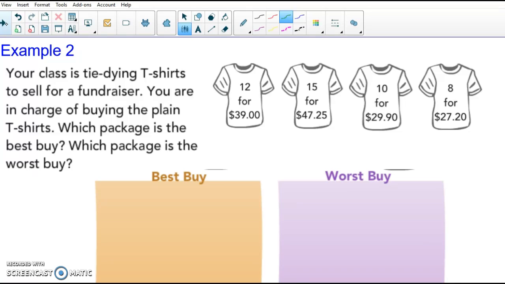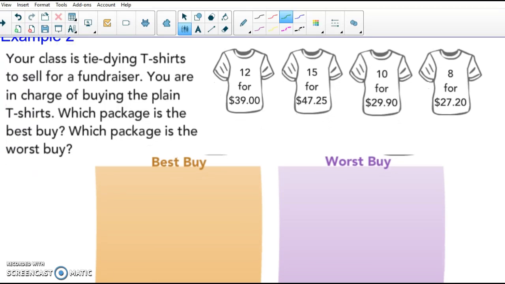So let's suppose your class is tie-dyeing t-shirts to sell for a fundraiser. You're in charge of buying the plain white t-shirts. Which package is the best buy? Which package is the worst buy? So we could get 12 for $39. We could get 15 for $47.25, or we could get 10 for $29.90, or we could get 8 for $27.20.